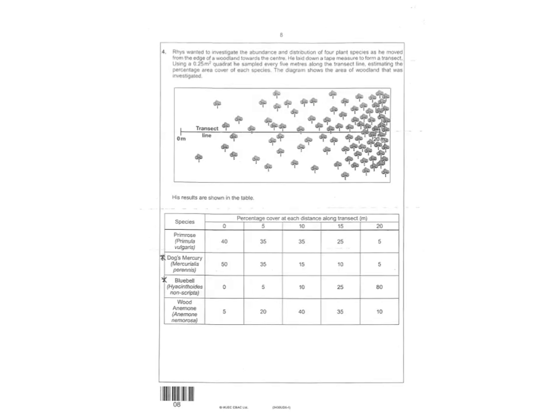Rees wanted to investigate the abundance and distribution of 4 plant species as he moved from the edge of the woodland towards the centre. He laid down a tape measure to form a transect. Using a 0.25 metre squared quadrat, he sampled every 5 metres along the transect line, estimating the percentage area cover for each species. The diagram shows the area of woodland that was investigated.